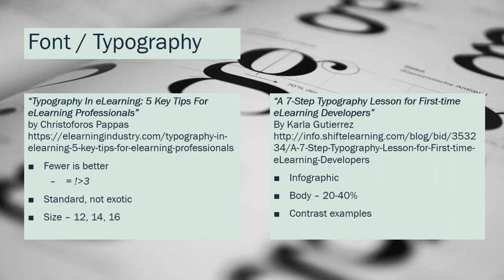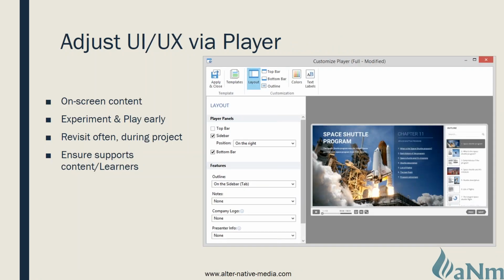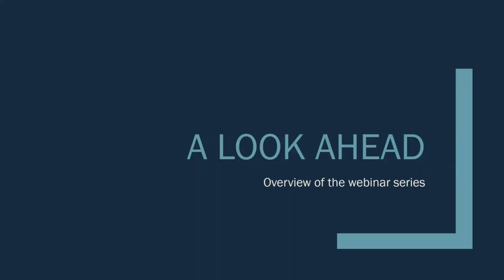We focused a little bit on font and typography. What are some good tips and what are some good ways to present it? Also, how to present it within PowerPoint and iSpring content using templates where available. A lot of these are built in. They look great, and so I suggest using them. And then making sure the player itself, through a lot of experimentation and looking to see what the layout is and what's needed, makes sure the user experience is customized not only for your user or your learner, but also for the content itself.